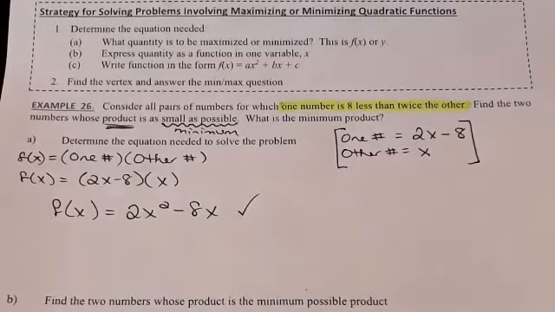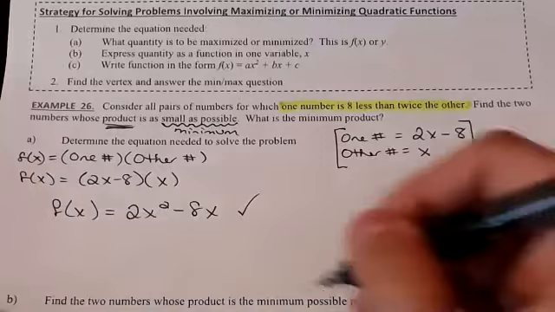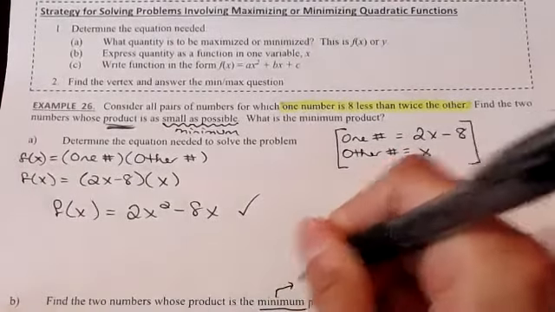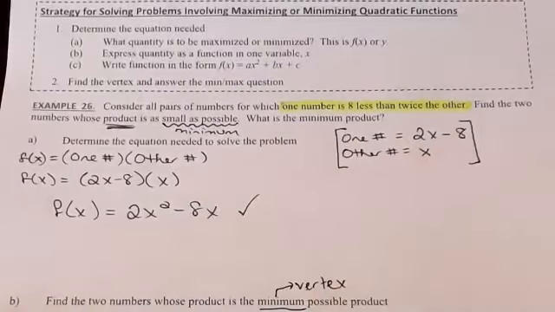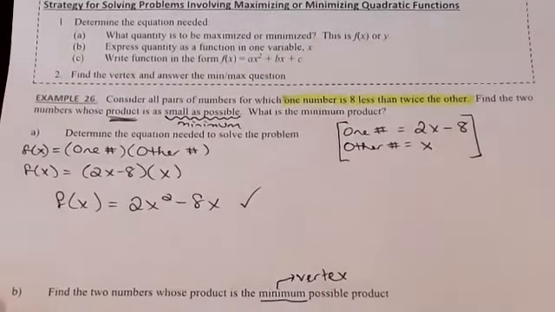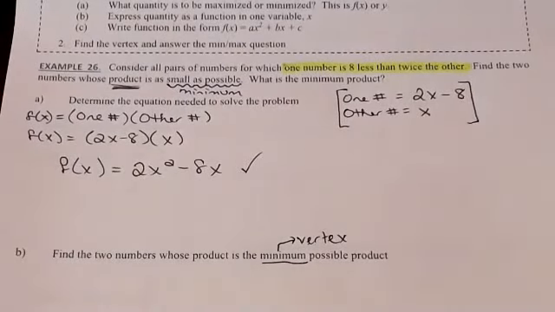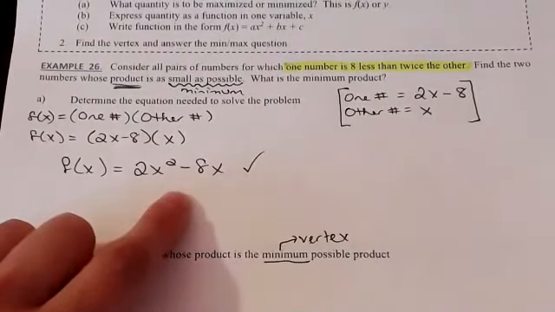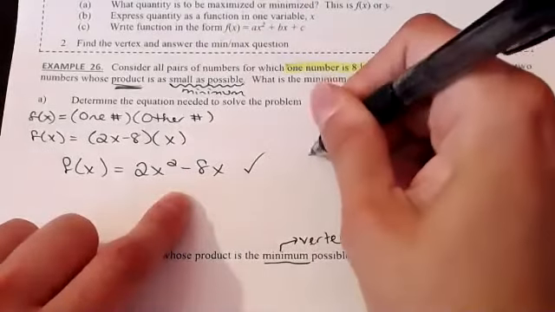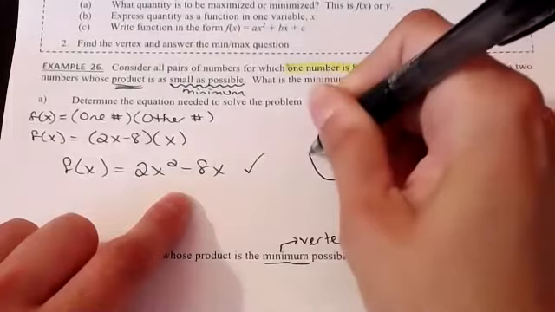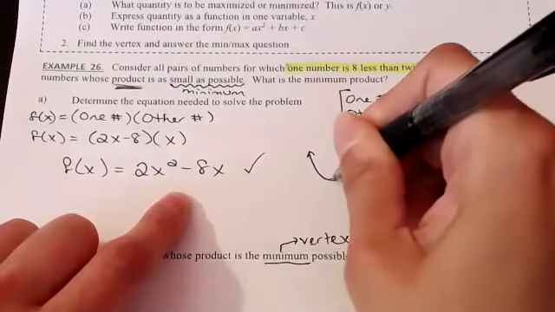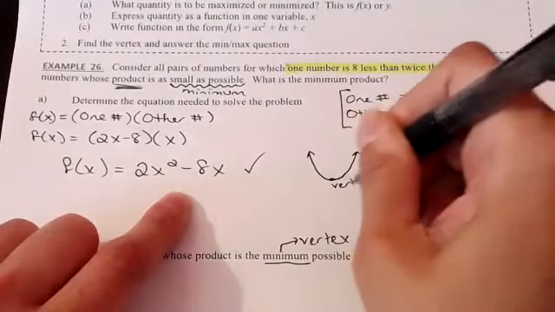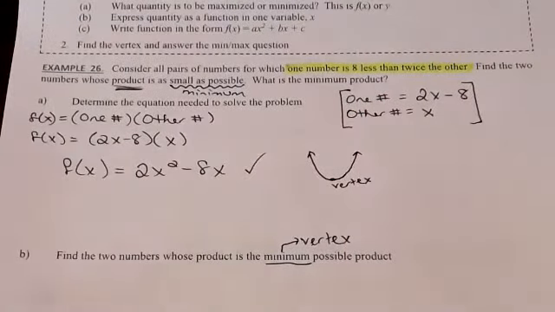The next thing I want to do is find the two numbers whose product is the minimum possible product. So when we see this word minimum, we need to think vertex. The really cool thing about this 2x squared minus 8x, what shape does this take other than the parabola? Is it opening upwards or downwards? Up. Yeah, it is. It's opening upwards. So we know that essentially it looks something like this, which means we can have a minimum at this vertex, this point. So we need to find that.